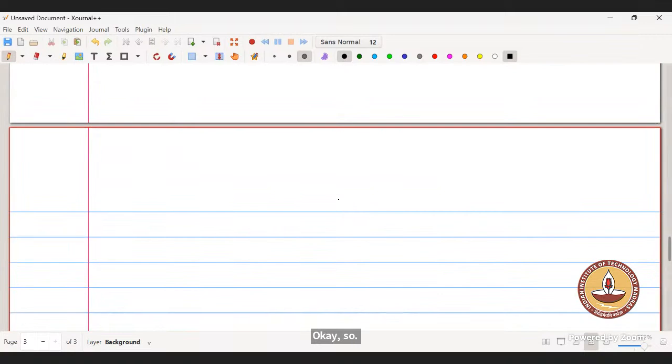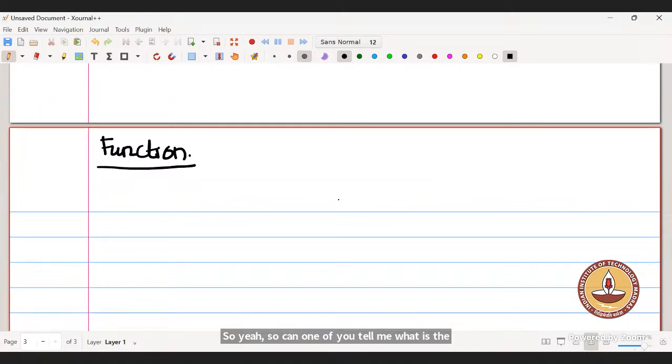Okay, the next thing is function. Can one of you tell me what is the definition of a function? A rule that assigns one value to another. Yeah, again, this is a vague definition. The only reason we are studying relations is basically so that we can define a function, right? So you need to define a function in terms of relation.